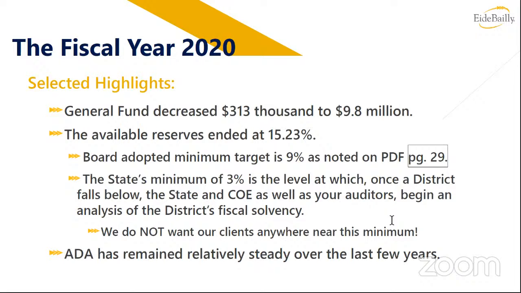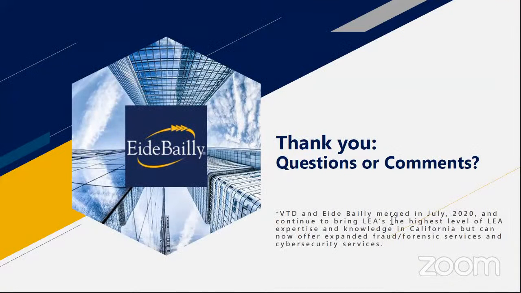And the state minimum is 3%. So you guys are way above that. And, you know, we don't want anyone getting near that minimum. So it looks pretty good. And your ADA has remained relatively steady over the past few years. So that looks good. And that's really all I have on the report. Are there any questions? Does anybody have any questions?